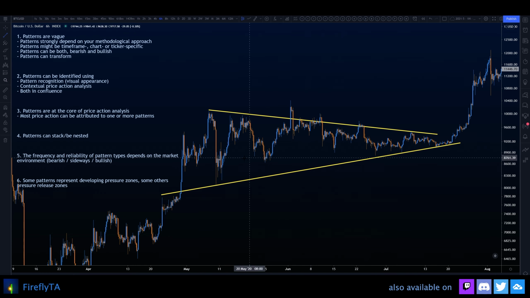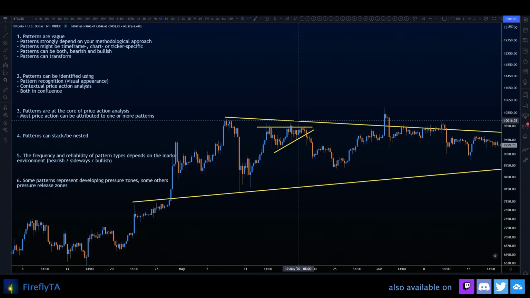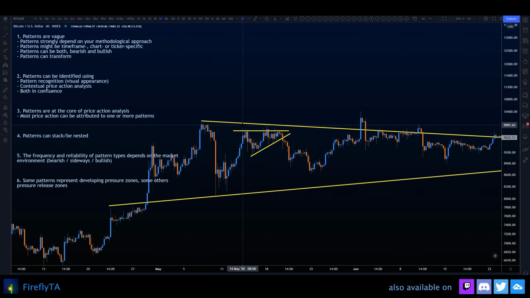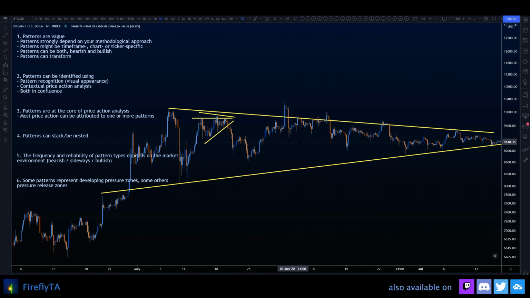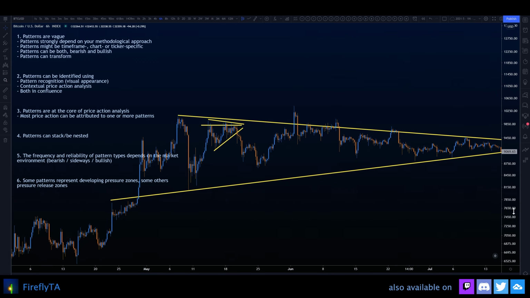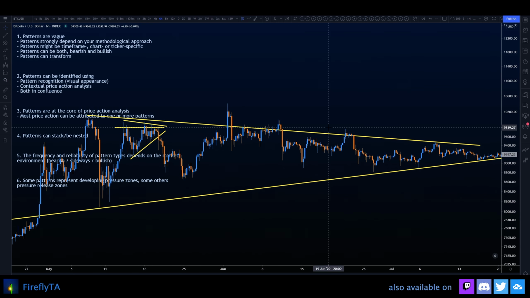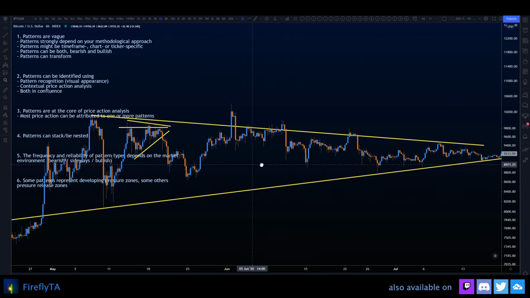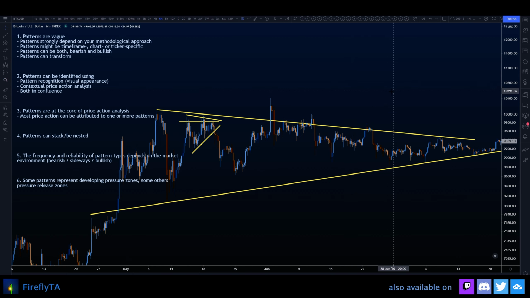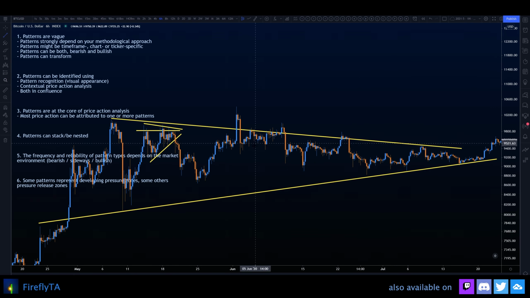So, for example, let me take this one. Here you can see we have this kind of structure. You can also draw it differently. So you can find nested patterns or stacked, however you want to call it. You can have the same pattern multiple times within each other, stacked on top of each other. It can look very funny, but all of this is normal price action.